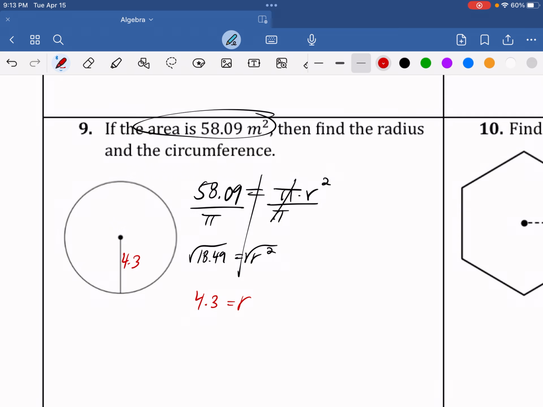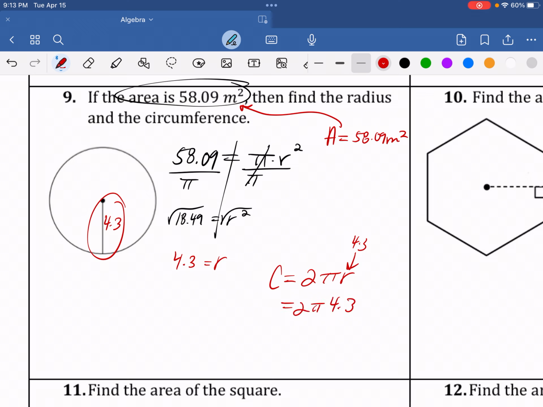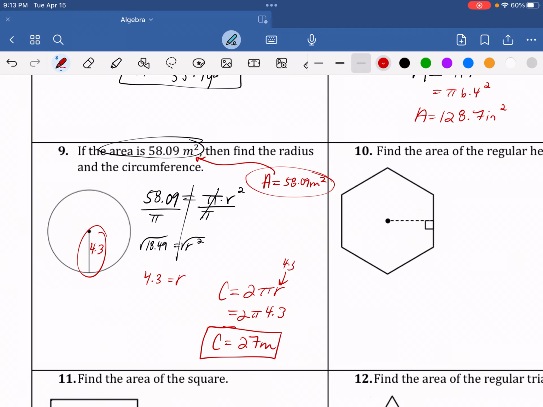The radius is 4.3. So now that we know what the radius is, we already know the answer to the area because they told you from the beginning, right here. We still need to find circumference, 2 pi r. So for the radius, we put 4.3 because we just found the radius is 4.3. 2 pi and 4.3. So the circumference is 27.01, so I'll just put 27. And that would be meters. Area has a squared, circumference does not.